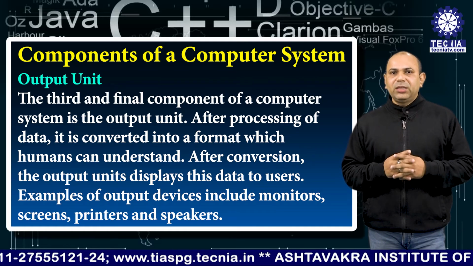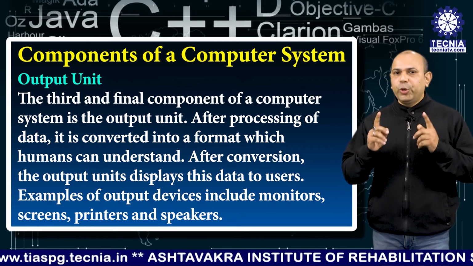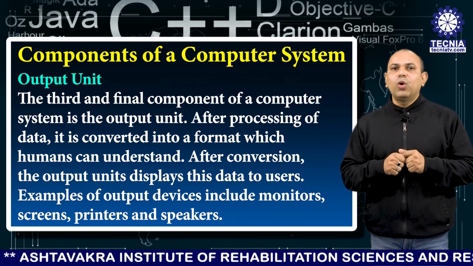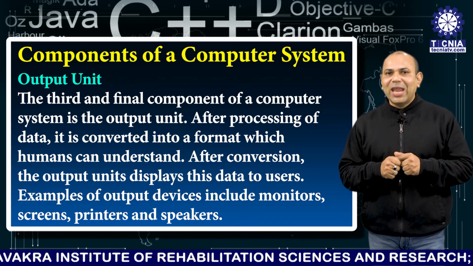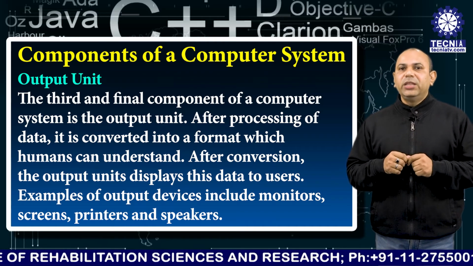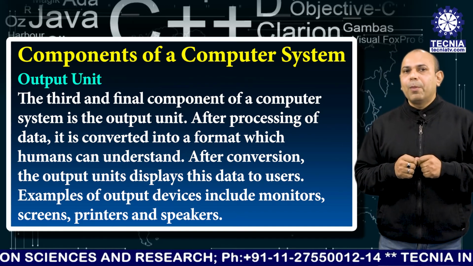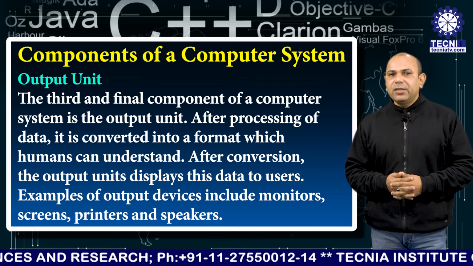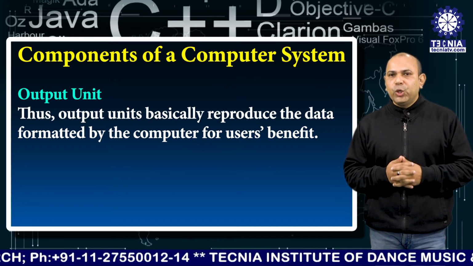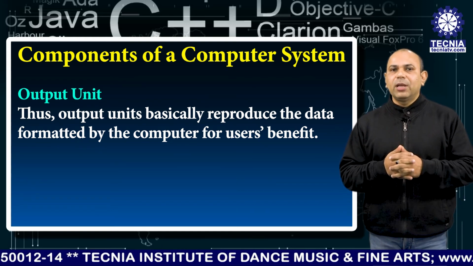Output unit. The third and final component of a computer system is the output unit. After processing, the data is converted into a format which humans can understand. After conversion, the output unit displays this data to the users. Examples of output devices include monitors, screens, printers, and speakers. Thus, the output unit basically reproduces the data formatted by the computer for the users' benefit.